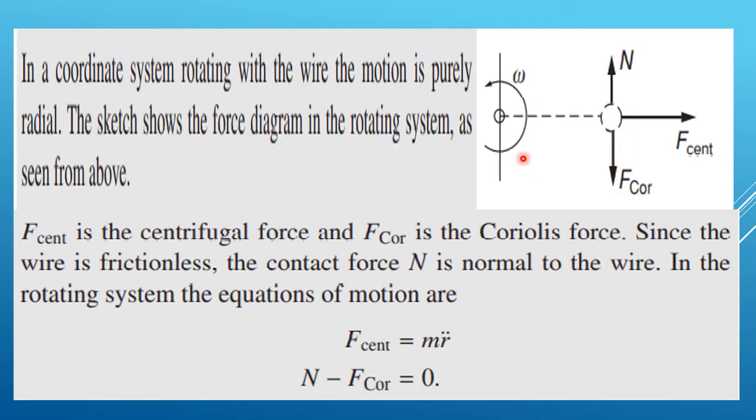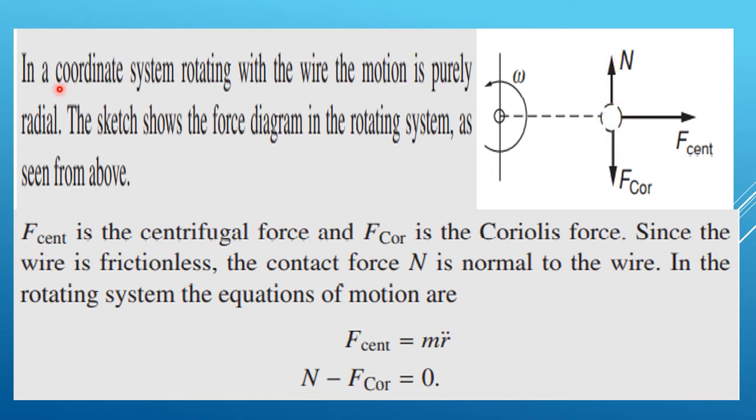So we have redrawn that figure. It is the figure seen from above. This is our axis, this is the rotational angular velocity omega, and you can see the bead here. It is moving in this direction due to the centrifugal force F centrifugal, and you can see a Coriolis force acting in the perpendicular direction on the bead, and it is balanced by the normal reaction, or the contact force, on the bead. These are equal and opposite.